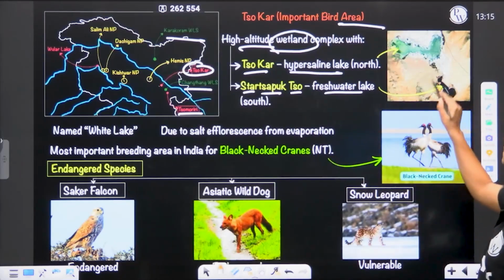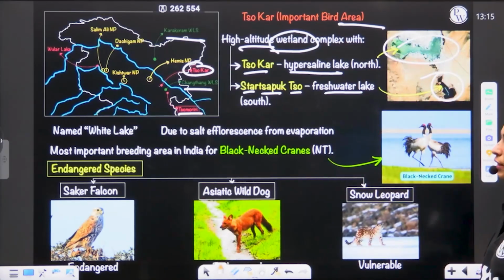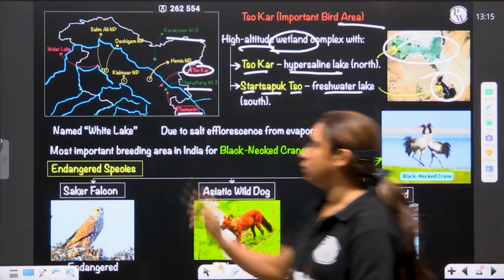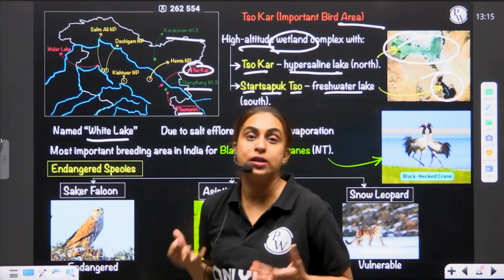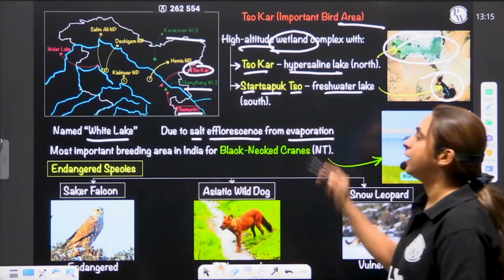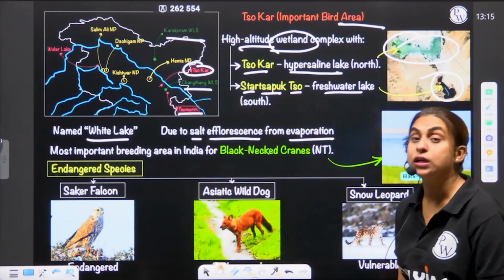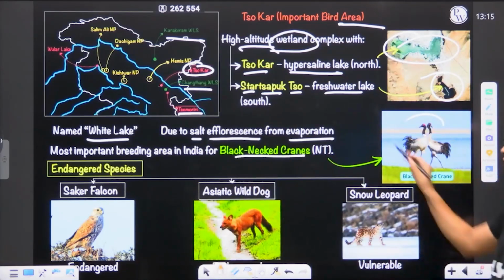So you have two. One is the Star Sapuklo, which is a freshwater, and the Sokar, which is the hypersaline lake. Basically, the Sokar is also known as white lake. Why white? Because there's a lot of salts accumulation. It is saline. So there's a lot of salt efflorescence from the evaporation. It is important bird area. It's an important breeding area for the black-necked crane.